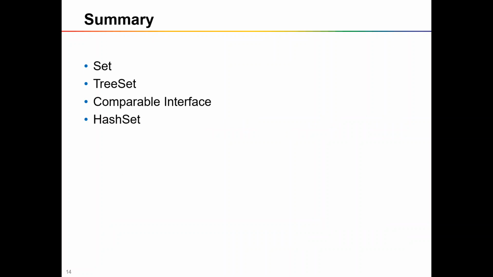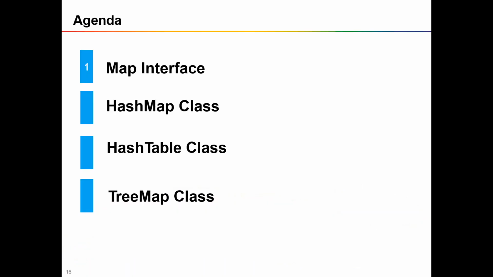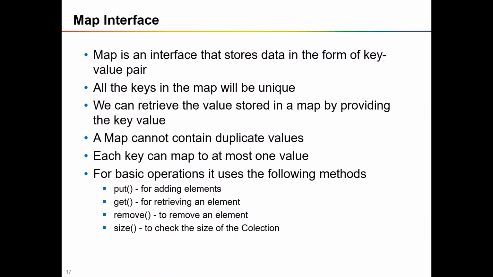So far we discussed Set, properties of Set, then TreeSet, HashSet, then the Comparable interface. So that is about the Set hierarchy. Now we'll get into the Map hierarchy. In the Map hierarchy, we'll start with the basic idea behind the Map interface, then classes like the HashMap class, Hashtable class, then the TreeMap class. So we'll start with the Map interface.